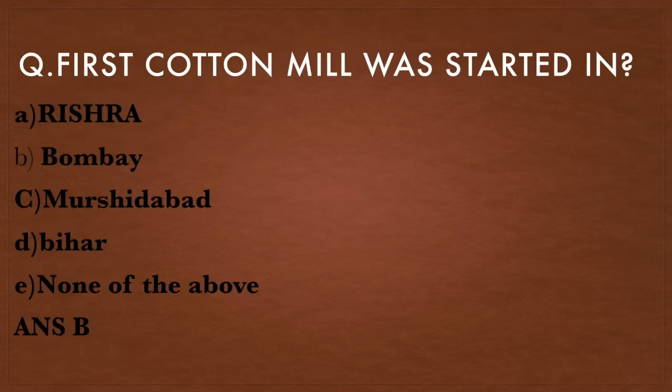Next, the first textile mill was started in option A, Orissa; option B, Bombay; option C, Murshidabad; option D, Bihar; option E, none of the above. Answer is option B, Bombay. This was also discussed in our previous video, economic impacts of British rule. The 19th century witnessed the large scale development of modern industry. The first textile industry started in Bombay in 1853 and cotton mills in 1803. Hence the answer is option B, Bombay.